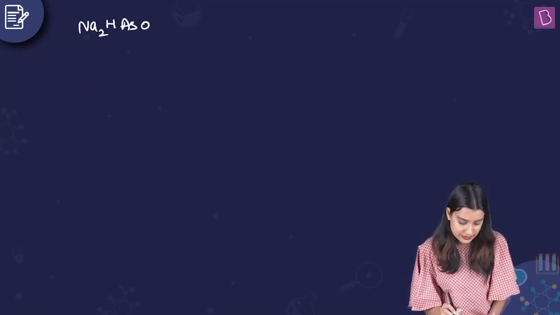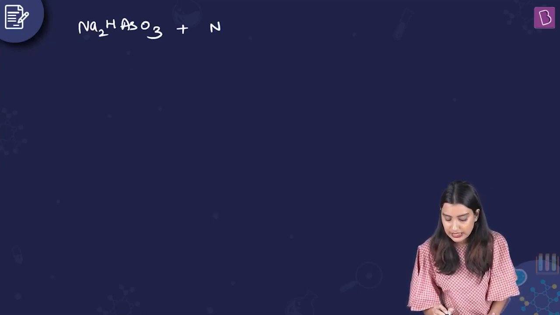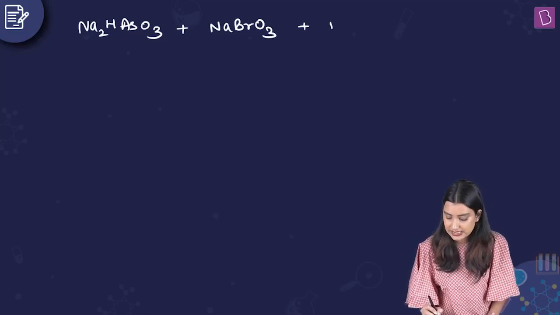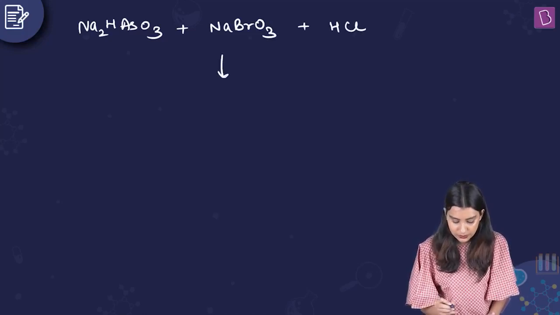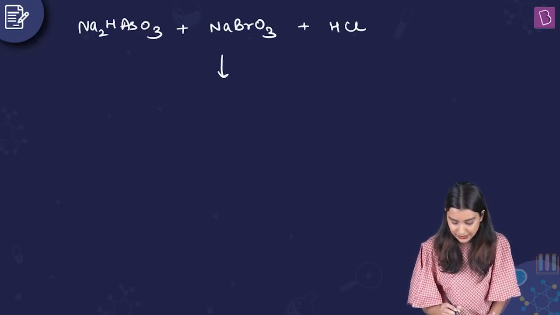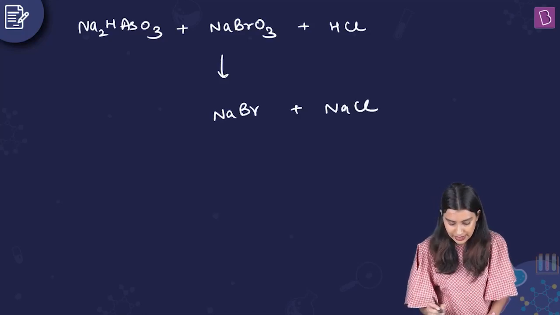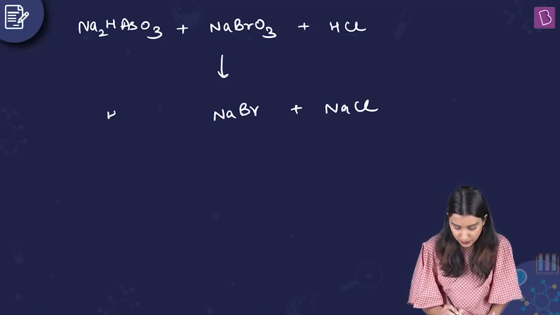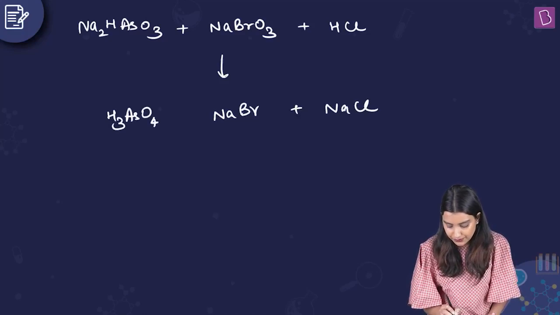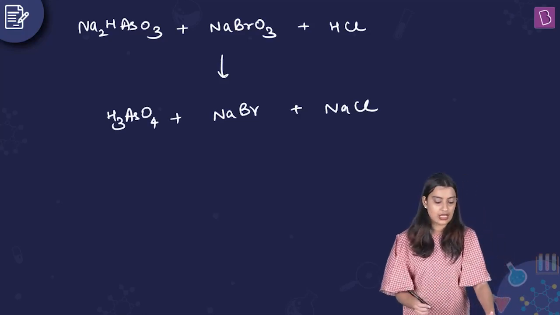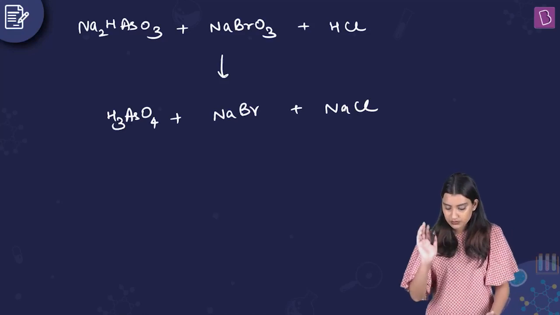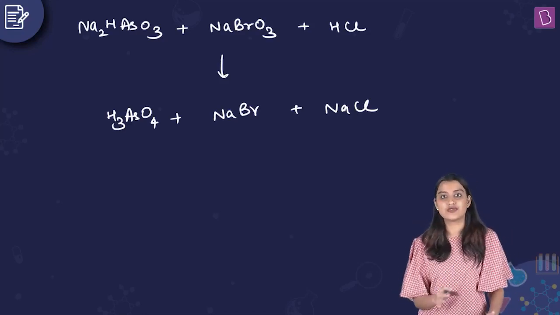So you have Na2HAsO3, right? Plus NaBrO3, sodium bromate, plus what do you have? HCl. Okay, this is giving you NaBr. Okay, I'll write NaBr here, plus NaCl here. And what else do we get? H3AsO4. H3AsO4 here. Okay, done? Great. Now what we'll do is we will find out the oxidation state of the respective elements.